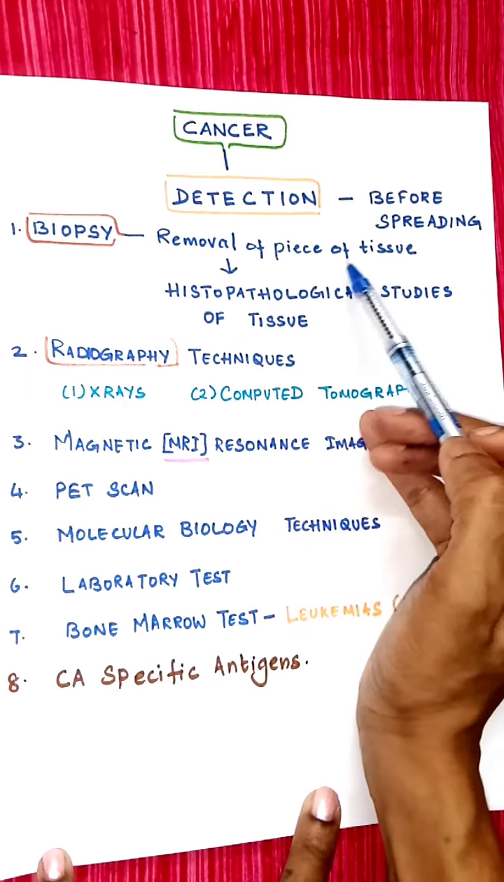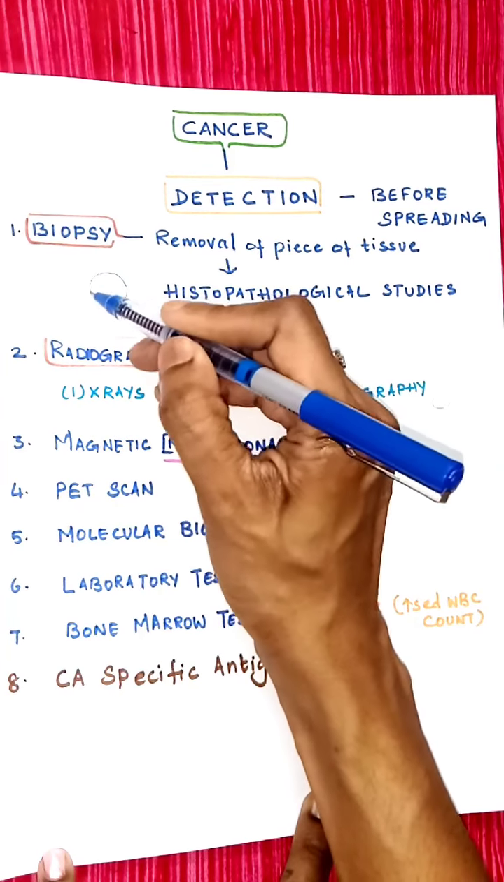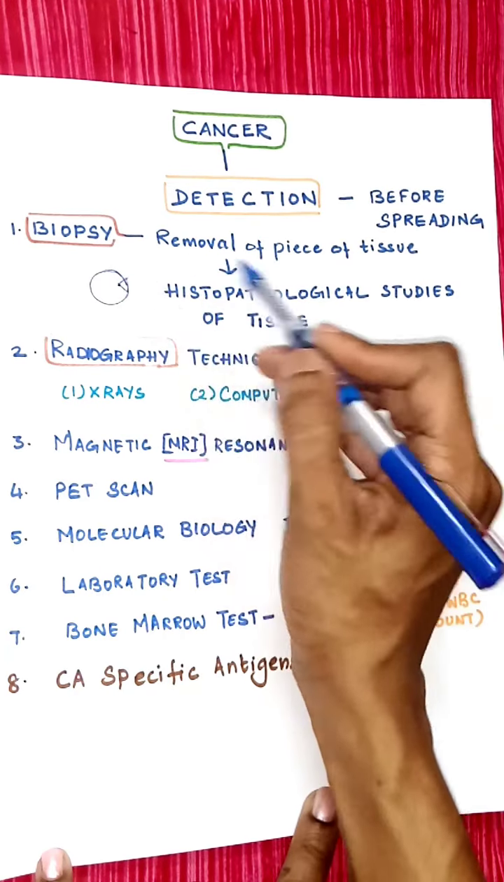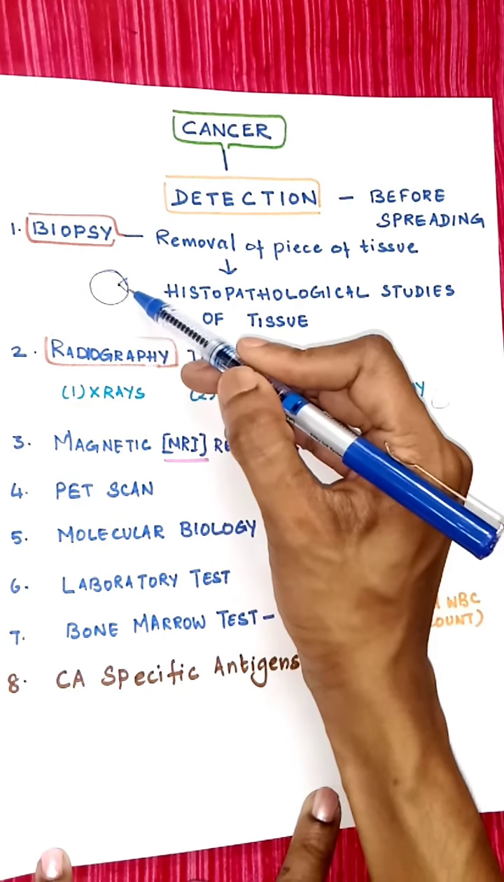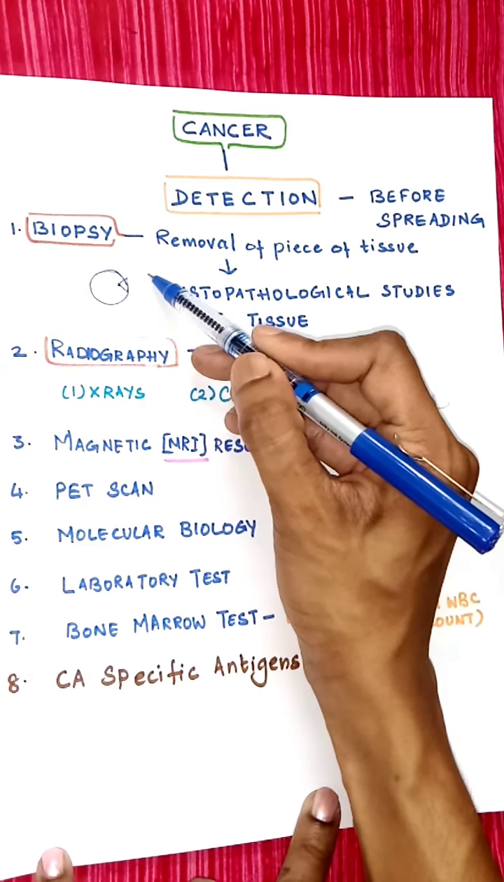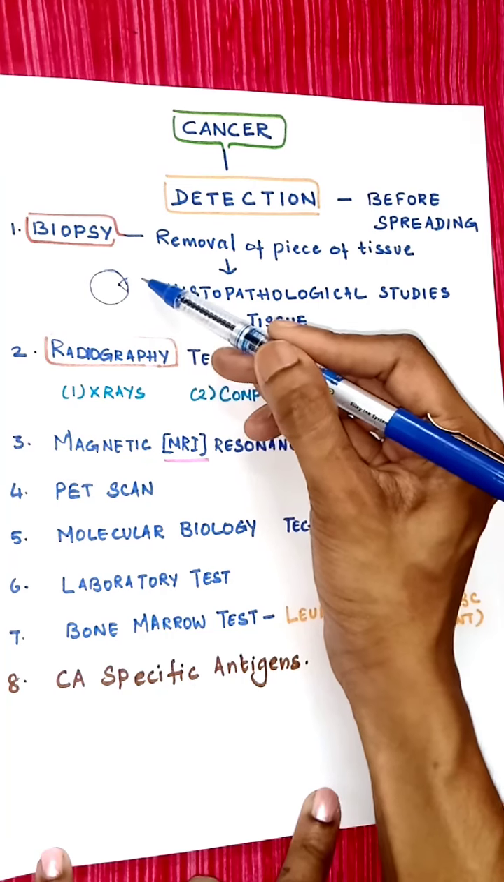Biopsy means removal of a piece of tissue from a living body. Suppose this is the growth, if a person has a growth in the neck, in a biopsy we remove a piece of tissue from the growth and look at it under the microscope. Under the microscope, we'll see whether it is a normal cell or a diseased cell. If it is a diseased cell, we'll look for the characteristics which will be present in a cancerous cell.